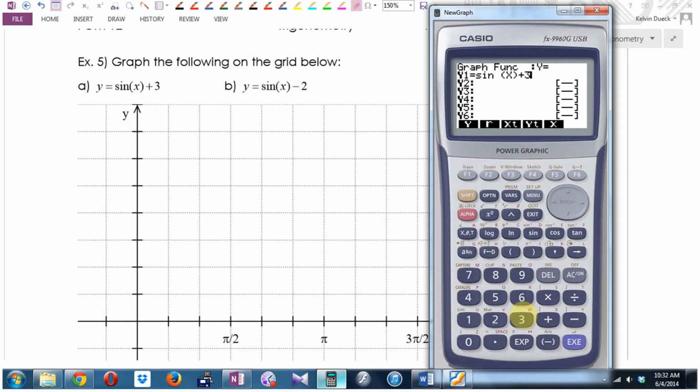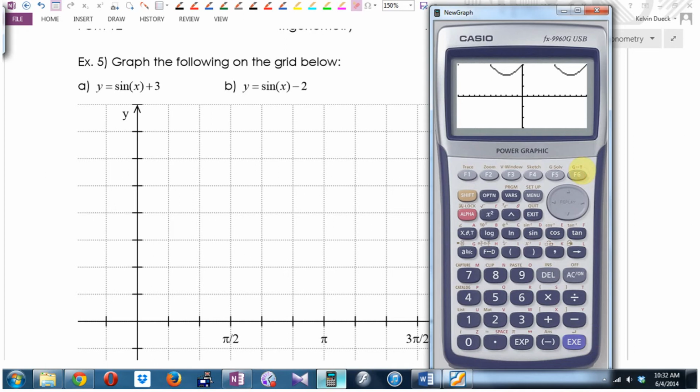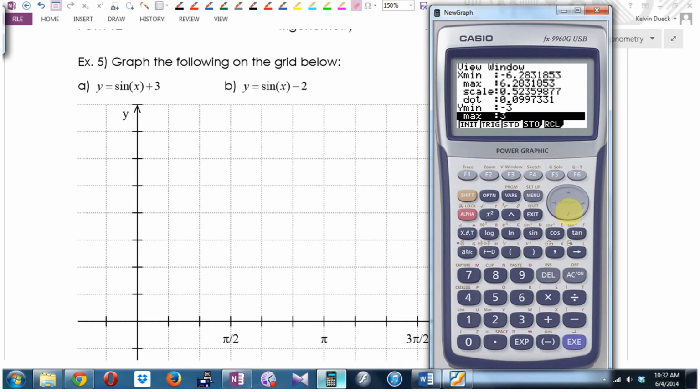Okay. And hit draw. Oh. What's the problem here? We're not high enough. So we're going to need to change our view window. Let's go Shift, View Window. Let's make our Y max, I don't know, I'm going to guess. How about 8?